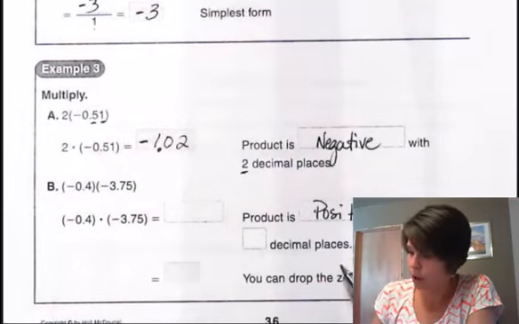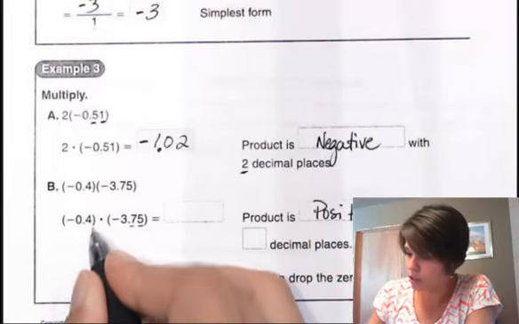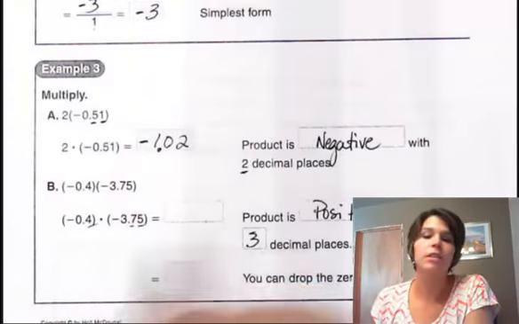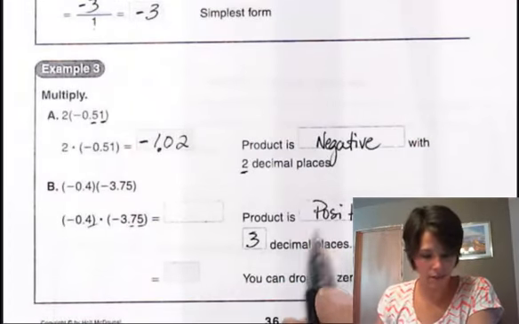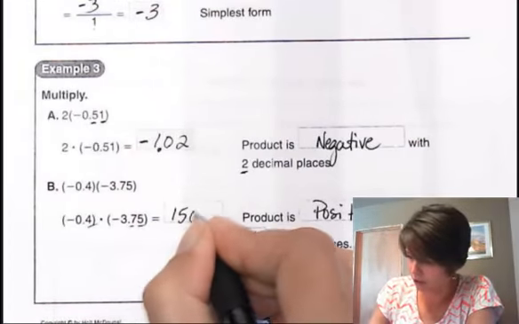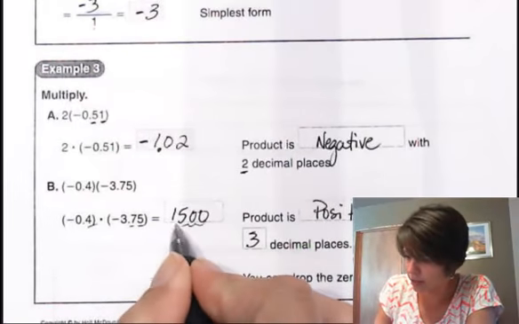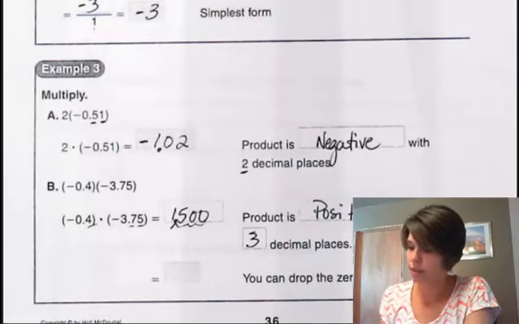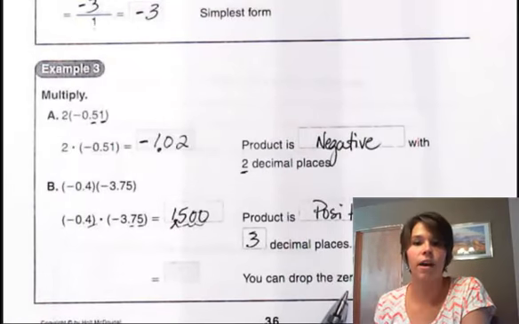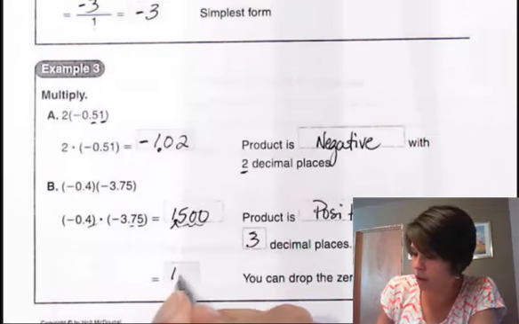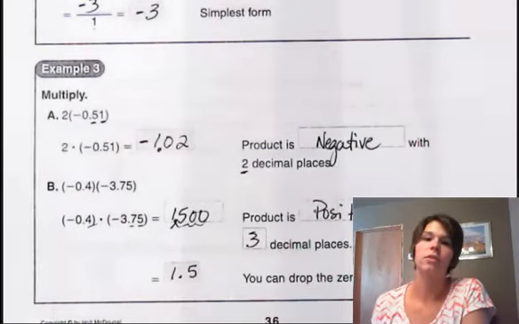So this is going to be positive, and it's going to be 1, 2, 3 decimal places. And if I were just to multiply 4 times 375, I'm going to get 1,500. Okay, now I've got 1, 2, 3 decimal places. Okay, I can drop the zeros after the 5. So after a decimal and after the numbers, those zeros don't matter anymore. So that simplifies to 1.5.